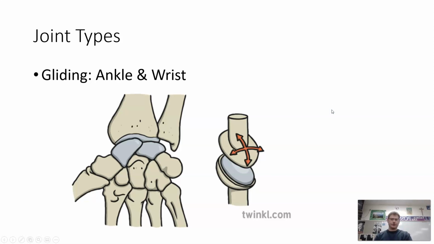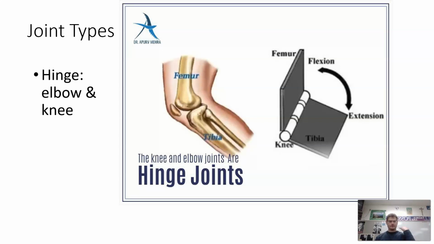All right, gliding joint, ankle and wrist. So this is where joints just kind of rub past each other, sometimes at an angle, such as this. They glide against one another. Hinge joint, it's a door hinge. Your elbow is a great example of that. Hinge joint, like a door hinge. Here's a little model of a hinge joint.